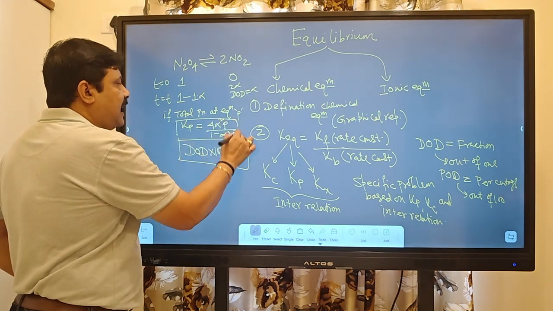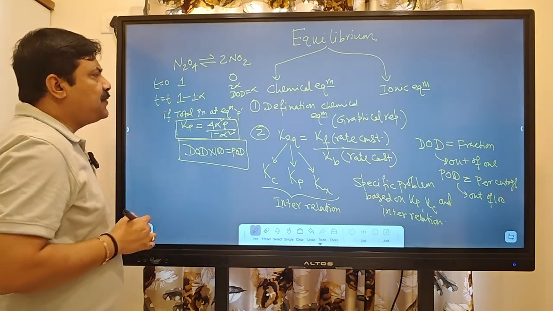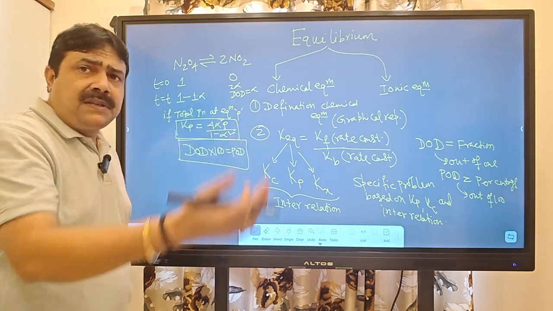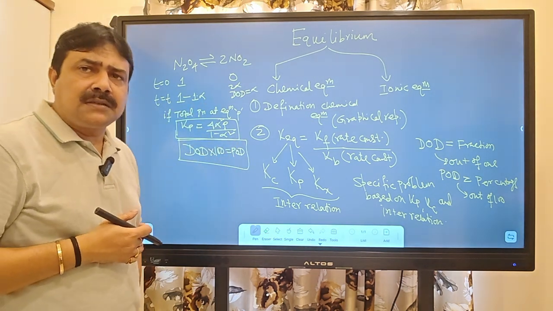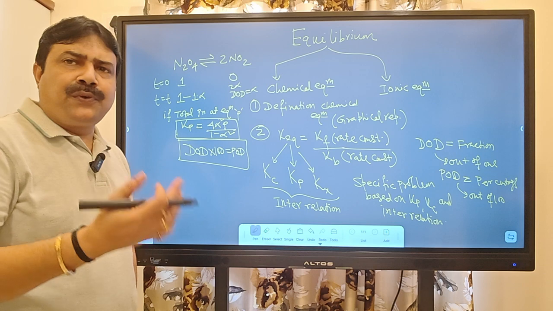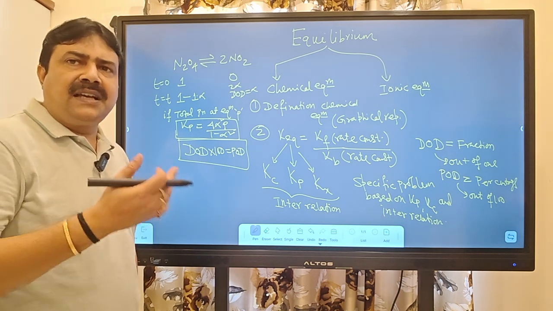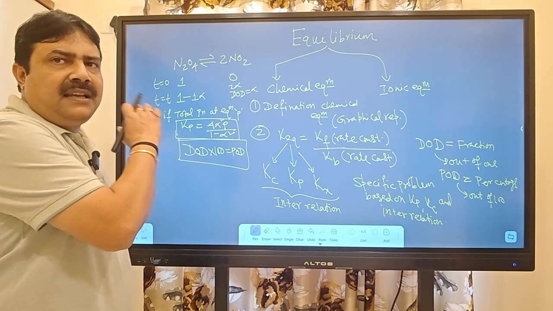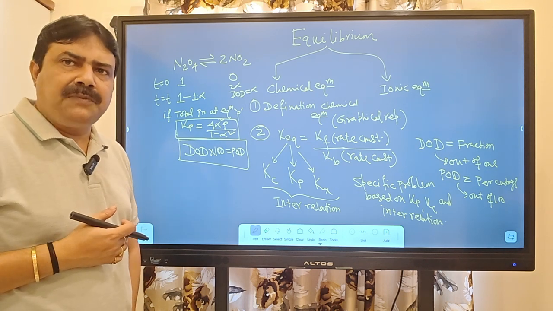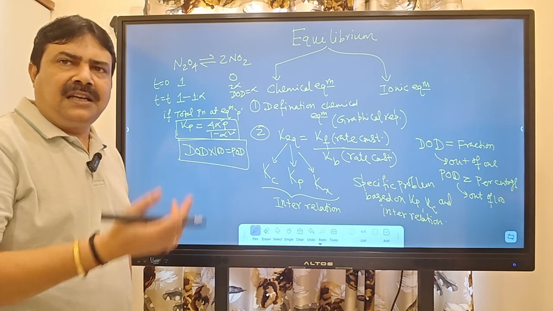Like that, relations for all types of gaseous reactions, like PCl5 dissociating into PCl3 plus chlorine, N2 plus 3H2 forming 2 ammonia, H2 plus I2 equals 2HI. You can derive expressions like this, which will help in different types of problems.